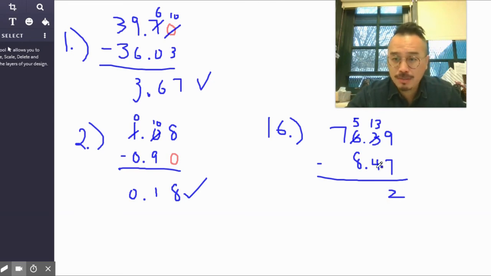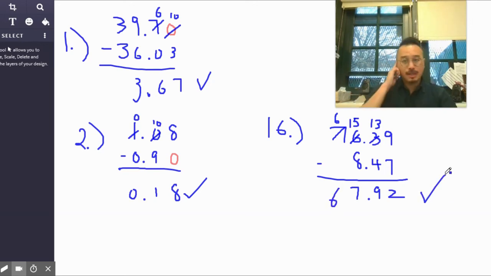Now, 13 minus 4 is 9. Bring the decimal down. Now here you technically have 75 minus 8, and you can figure out what that is. However, if you want to keep borrowing, you can borrow 1 from the 7, so that becomes a 6, and this guy becomes a 15. So 15 minus 8 is 7, and 6 minus 0, or nothing, is 6. The answer is 67.92. Okay, and that's it.